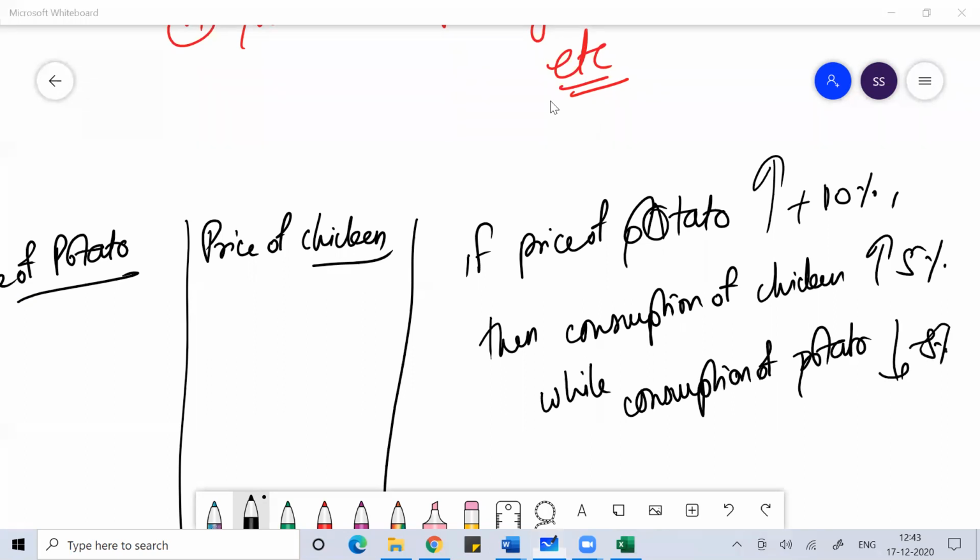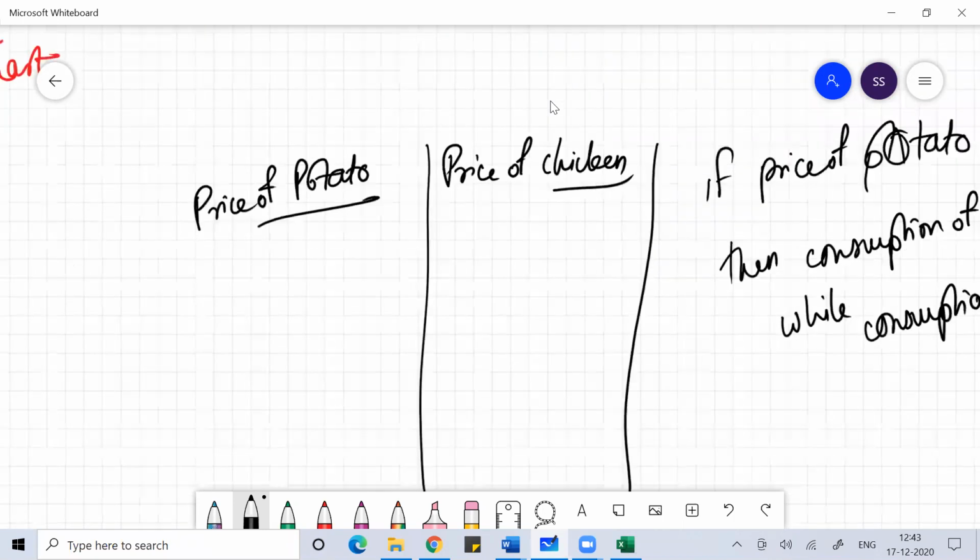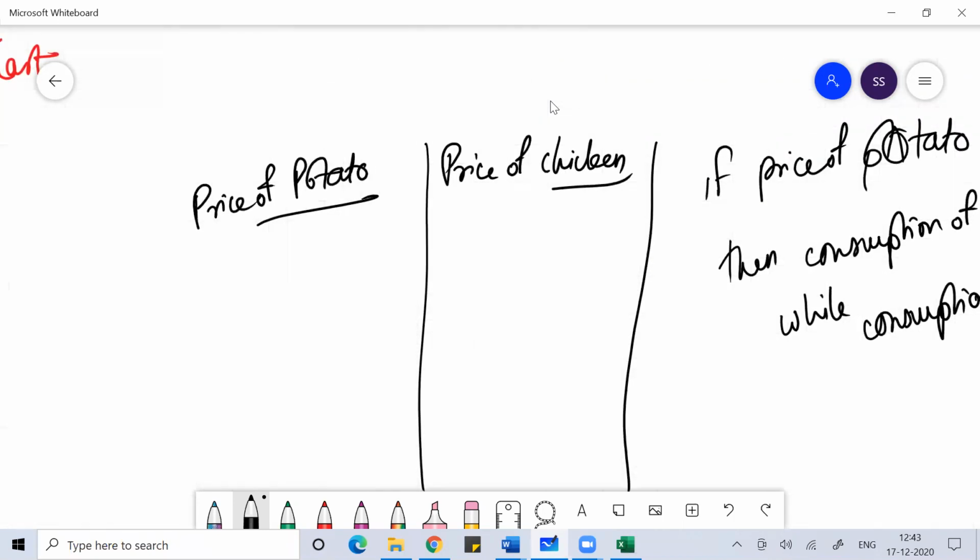My teacher told me that if you increase the price of potato, people will not buy potato. Instead of buying potato, they will go and start buying chicken. It's just an example I'm giving you. Now in order to prove this, I took the historical data of potato and chicken prices and saw the movement of the prices.